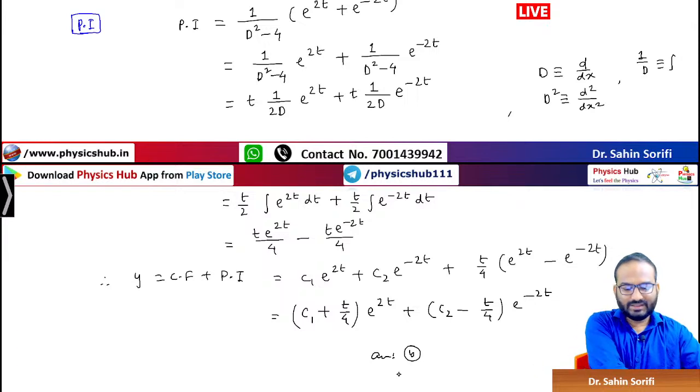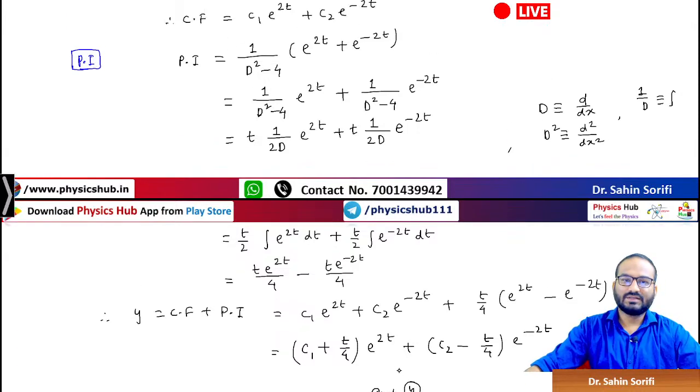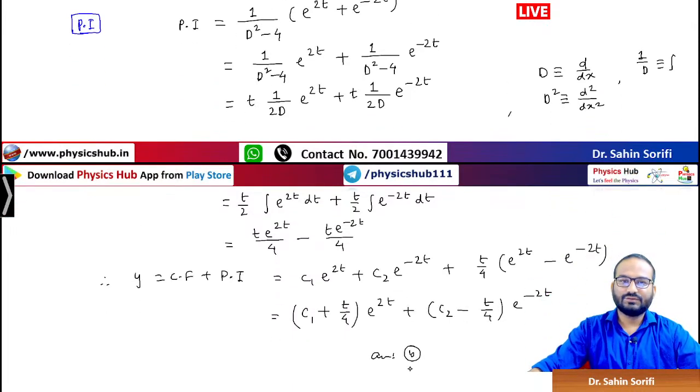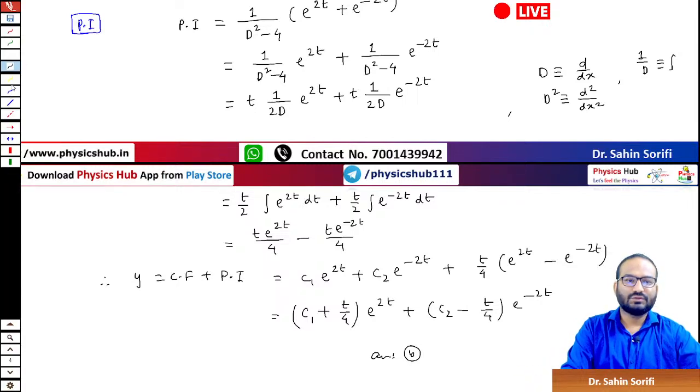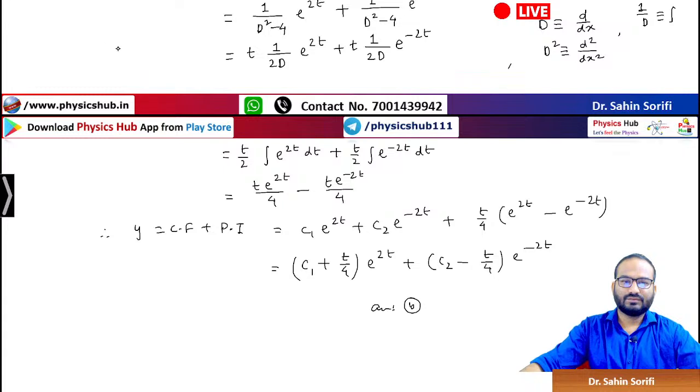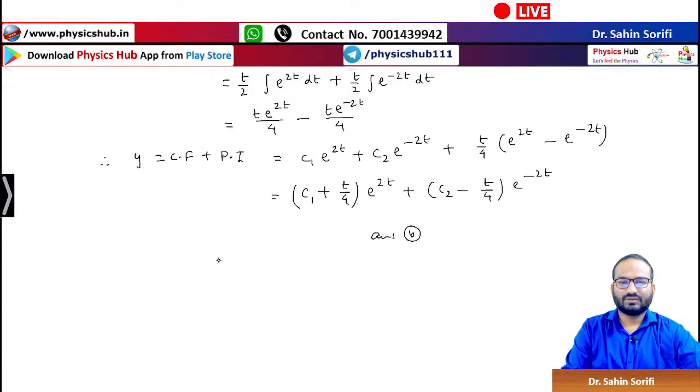Its rule to multiply t. Yes, we did not say this particular integral rules, we gave you the rules. Just go through them once. We gave you for e to the power ax, the particular integral is equal to 1 by f of D e to the power ax.